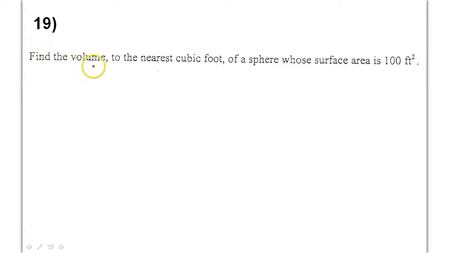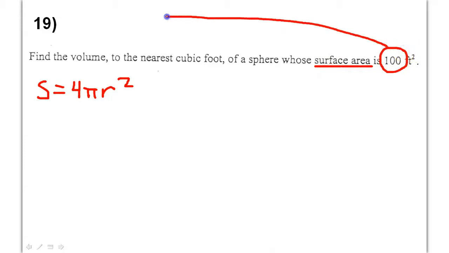Alright, this one we're supposed to find the volume, but scanning the problem we're not given the radius or the diameter, so I'll have to come back to volume. I'm given surface area. Since I'm given surface area, I'm going to need to start with the surface area formula. So surface area is 4 pi times the radius squared. And look, we're given surface area of 100.